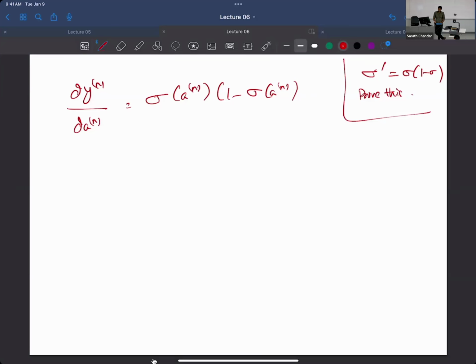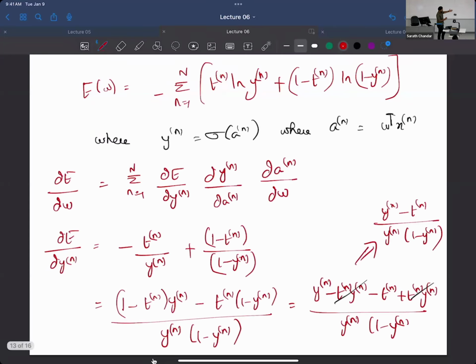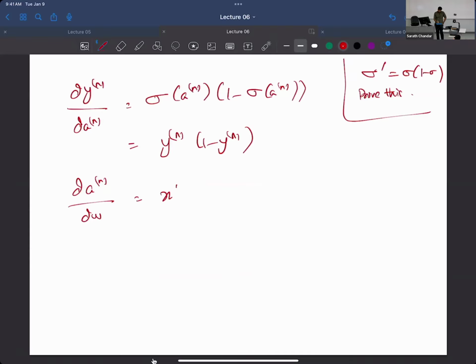I might ask you to prove this in a midterm, so try it. So sigma of an multiplied by 1 minus sigma of an. So sigma of an is simply yn, and this is 1 minus yn, right? Okay, so now let's do the last one, dou an by dou w. So let's look at an. Can you tell me what is dou an by dou w? Yeah, xn. It's just xn.